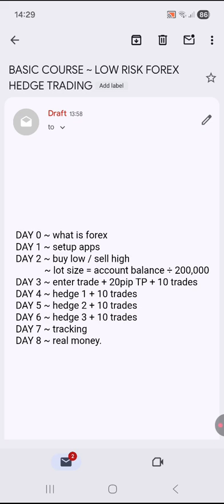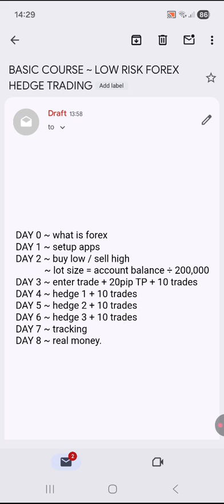Day 4, we're going to start off the day to see if any of the trades had profited from the day before. And then we're going to be setting a hedge level 1. If it goes against us, we're going to be setting that hedge level 1 with the 20 pip take profit. And then we're going to be doing 10 trades there. And then day 5, we're going to open it up with seeing if our previous day's trades had profited, and then learning how to set the hedge 2 and placing 10 trades.